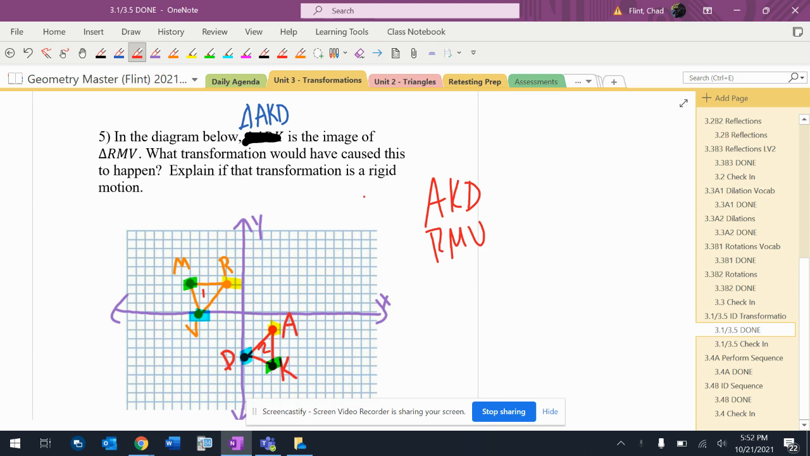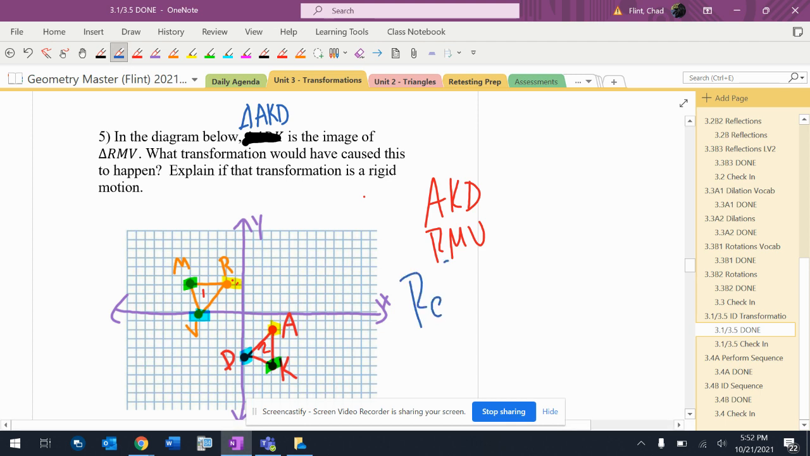So maybe I think it's a rotation, but the problem is if I start rotating this around like that, the yellow point is going to end up over here. So it can't be a rotation. All right, there's no translation because if I just shift this thing, the green is going to end up on this side, not over there. So it's none of those things. So the most likely thing is that this is a reflection.